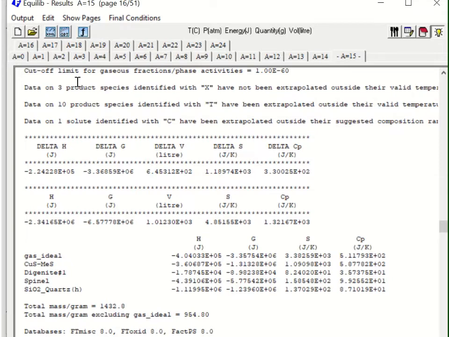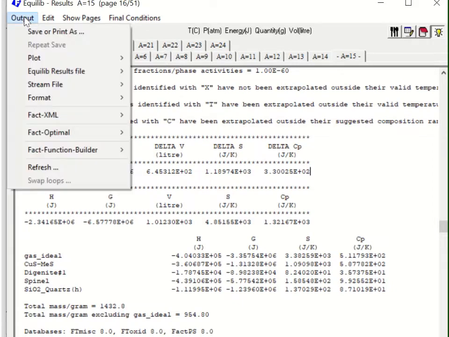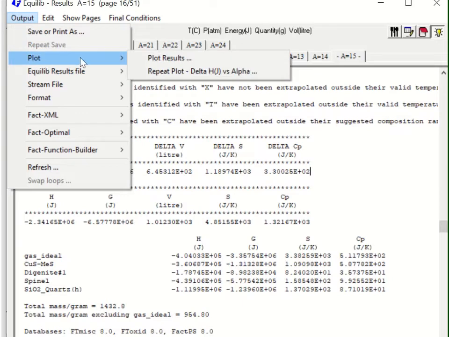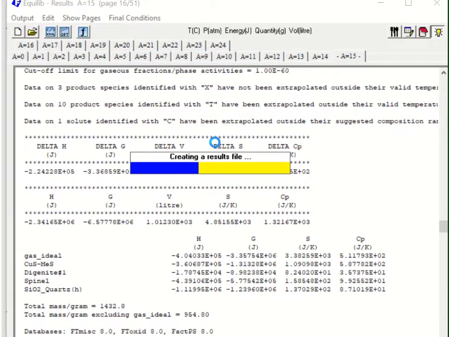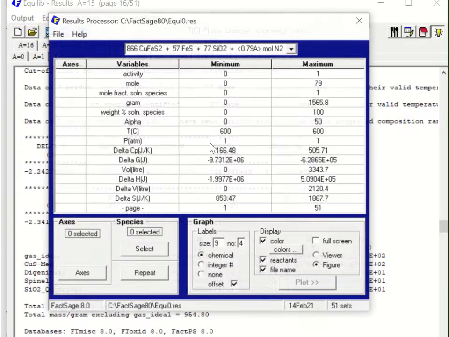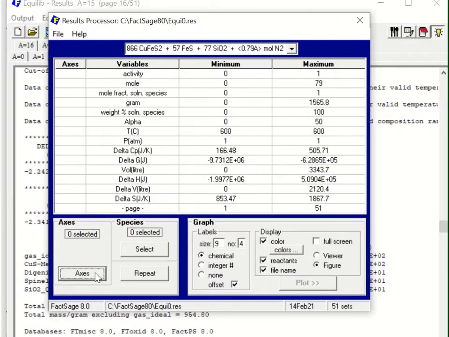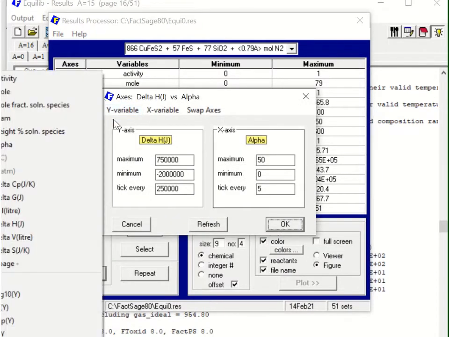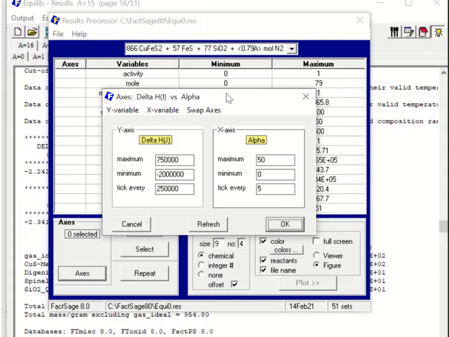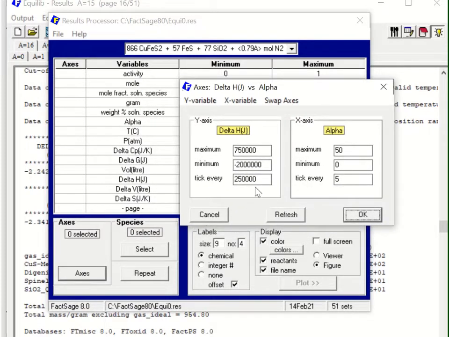Okay, so once you have this kind of result, you can check one by one, but sometimes it's too much information, so it's very difficult to see all of them. Then you can simply go to output and make a plot of the result. Okay, you have to decide your axis.